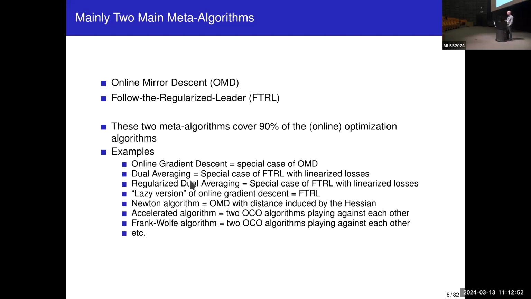Dual averaging is a special case of follow the regularized leader with linearized losses. Accelerated algorithms are just two online convex optimization algorithms that are playing against each other. Same thing for Frank-Wolfe, and so on. And so, once you study these two families of algorithms, through reductions and minor variations, you can cover basically 90% of what is optimization.